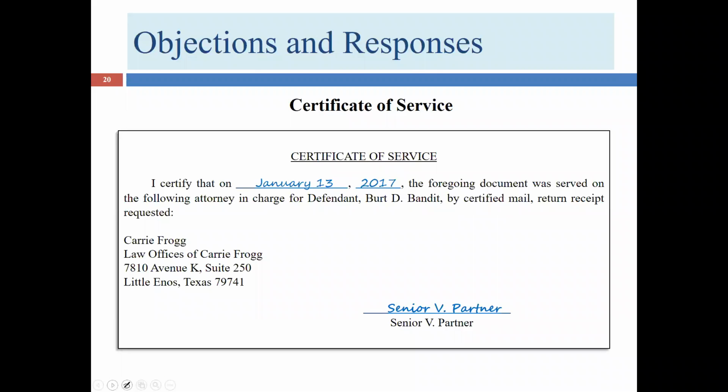And we have a certificate of service. We have those same parts. We have the date of the mailing. We have the person who's receiving it, including her mailing address. We have the method that it's being sent, and we have the signature and the name of the attorney who is sending it. Obviously, this is not going to be the same person that this is.